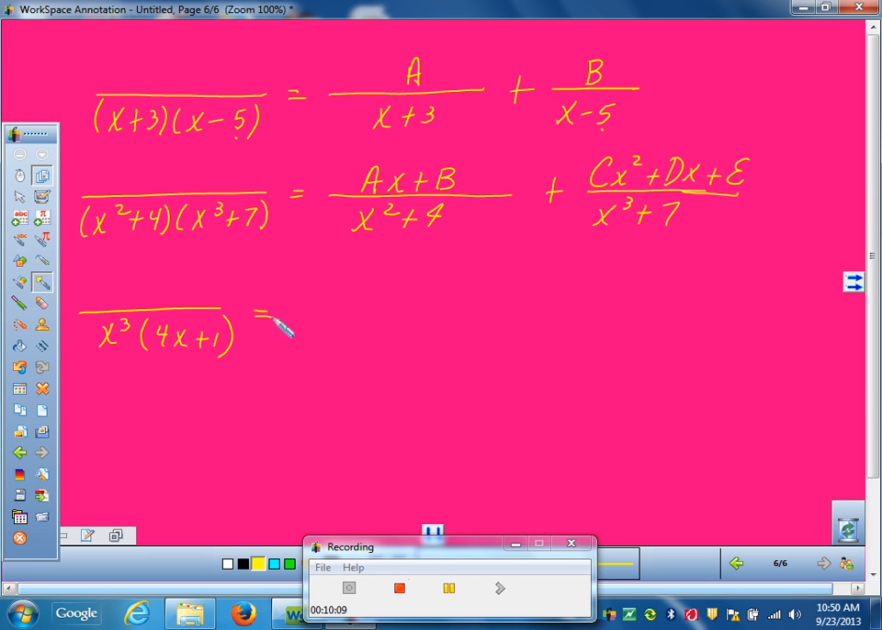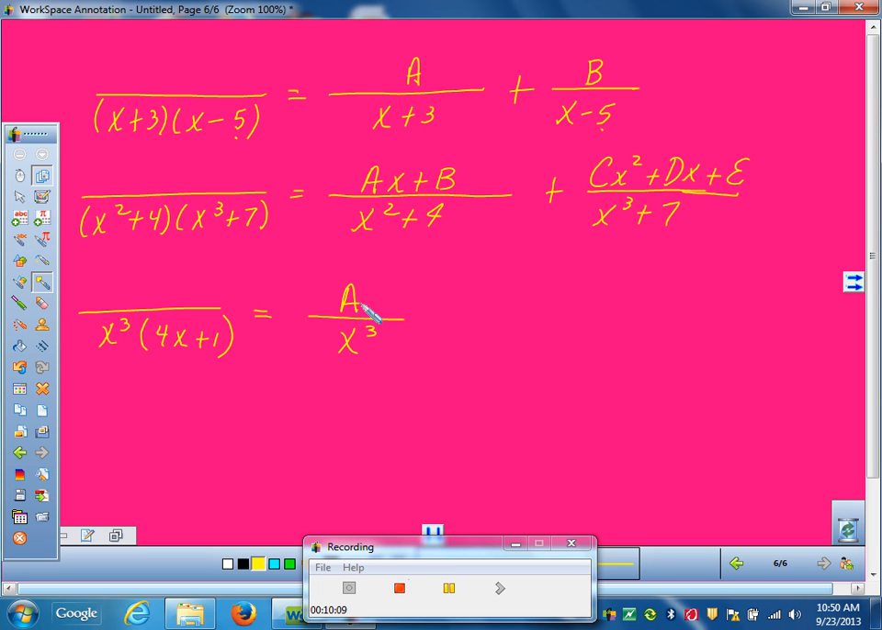If you have a lone x cubed, a lone variable, if x cubed was one of your denominators, if it was a lone variable, you can only have a single letter on top. There would not have been an x plus 2 on top of an x cubed. So that would just be an A.